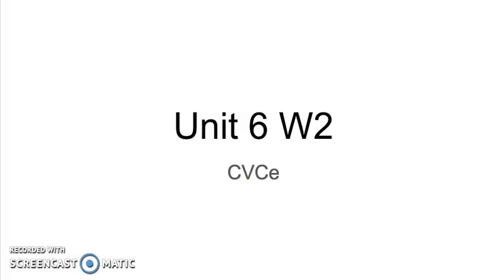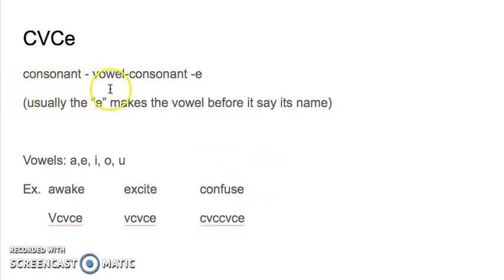Our pattern is CVCE. That stands for consonant, vowel, consonant, and then having an E. We've worked with this pattern quite a bit so far this year. We called it Magic E, where that E at the end makes a vowel before it say its name. Remember, vowels are A, E, I, O, or U, and sometimes Y, but the words that we're dealing with won't have the Y in them.